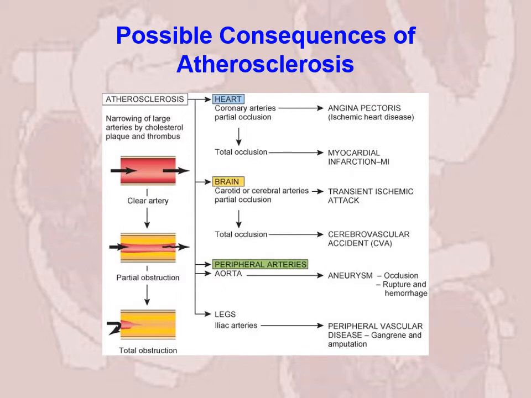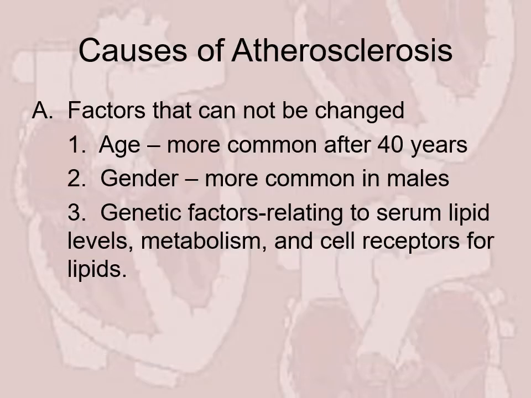Now when you talk about the peripheral arteries, say the aorta, that could produce an aneurysm, an occlusion, which could result in a rupture and hemorrhage. In the legs, iliac arteries, it can result in peripheral vascular disease. And if this is allowed to persist over time, tissue can die and result in gangrene and may involve something like amputation in severe situations. And this is looking at the difference: clear artery, partial obstruction, and total obstruction. So that's the consequences of atherosclerosis.